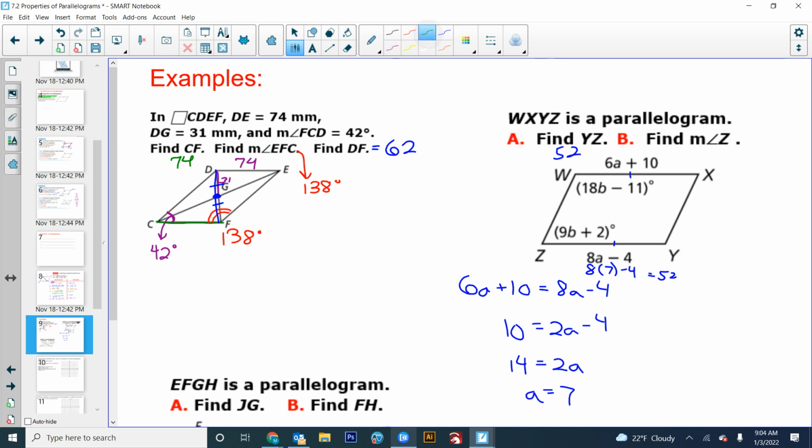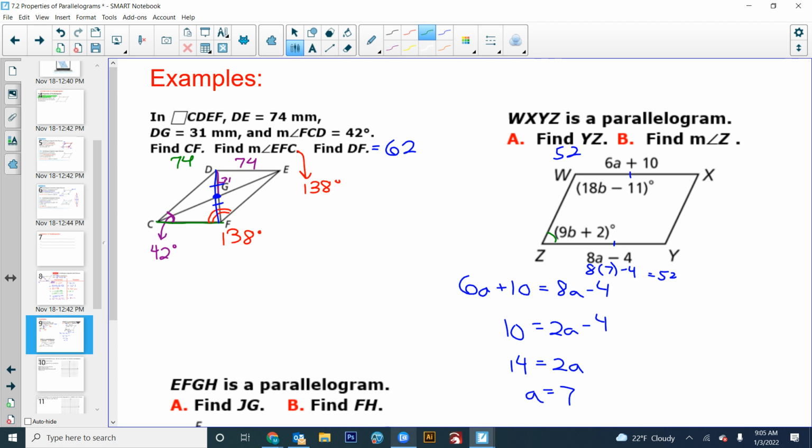All right. Now to find angle Z. Well, angle Z, I have a couple options because in a parallelogram there are two properties talking about angles. One is opposite angles are congruent and the other is consecutive angles are supplementary. Then you have to look at the picture and decide which one it is. Should I set two angles equal or should I add them up to equal 180? Add them up to equal 180.